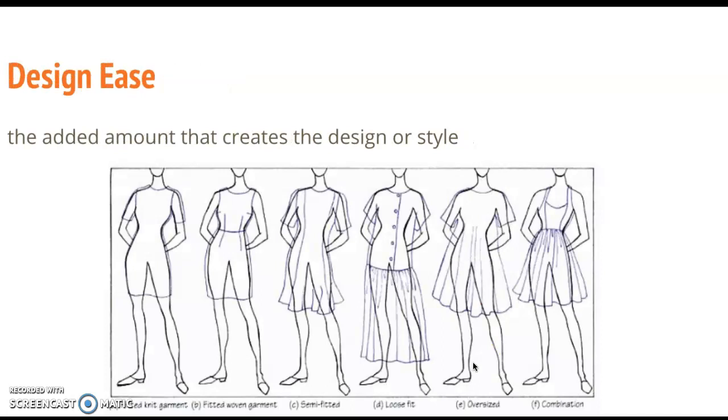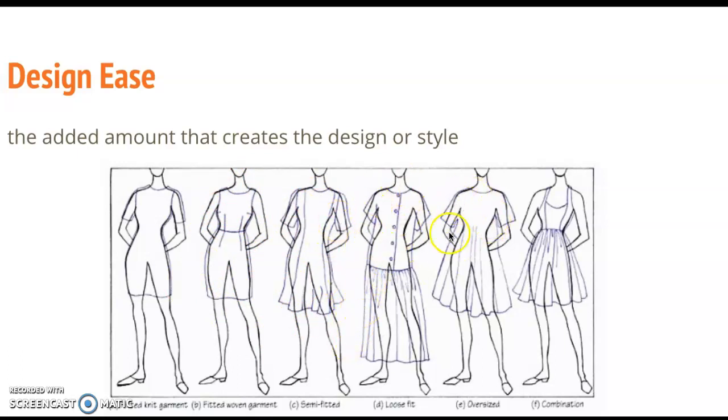The second type of ease is design ease, and this is the amount that's added to create that design or style. So we have a fitted dress right here, a sheath dress. You can see that even though it may look like it's perfectly on her body, there's some ease built into that so that you can move. The more fabric that's added, all right, creates the different designs and styles.